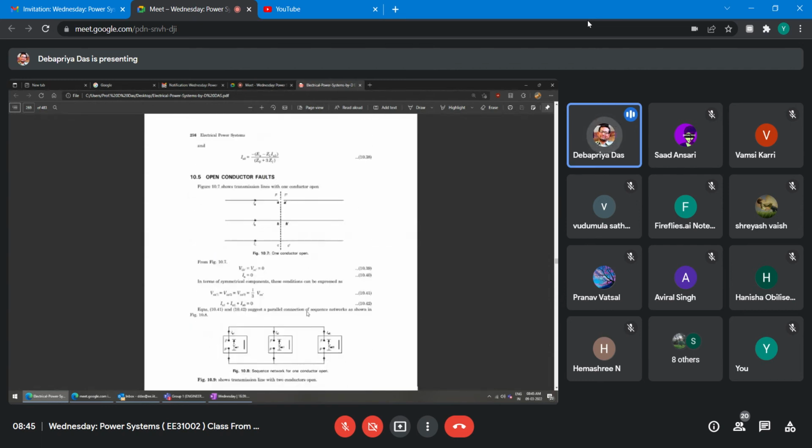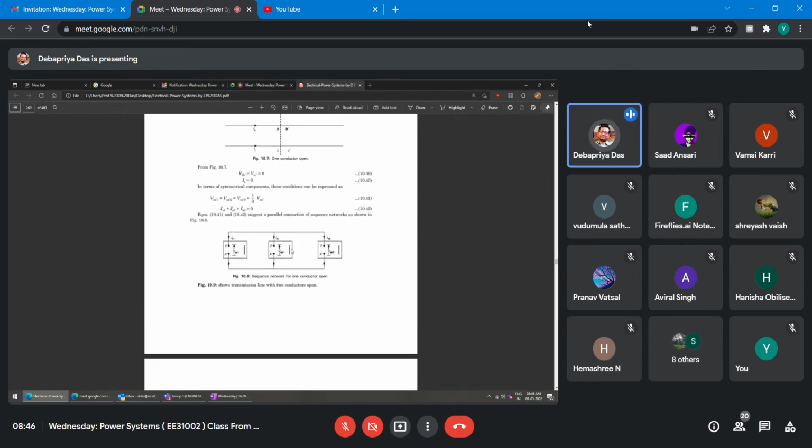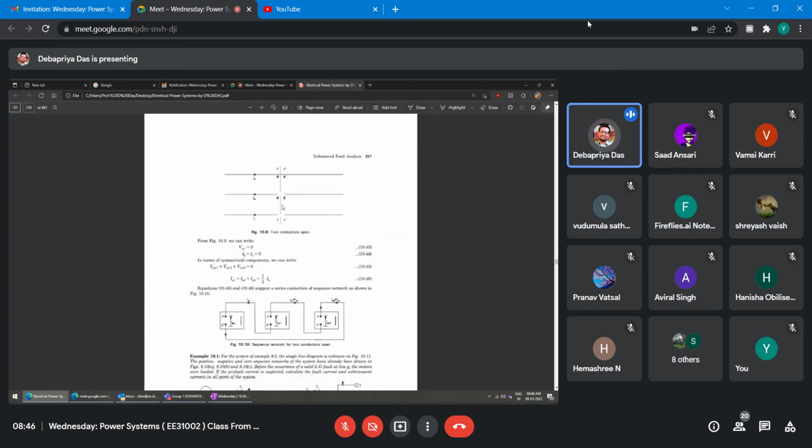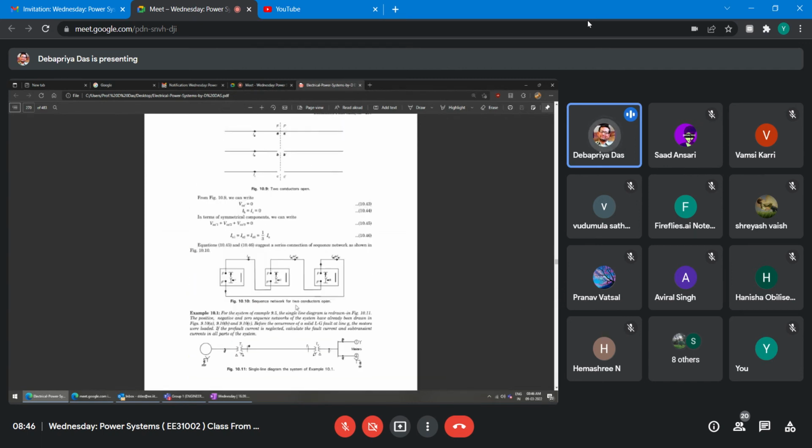Another thing is this, you can do yourself: open conductor. Suppose this is open, this is A dash, this is B dash. In this case, VBB dash and VCC dash are 0, because it is a continuous path. And in this case, the line is cut, so IA is equal to 0. Accordingly, you have to draw this diagram. This is a simple thing. You can make it on your own. And suppose two conductors are open. This way the circuit is drawn. This is all for symmetrical components, right?